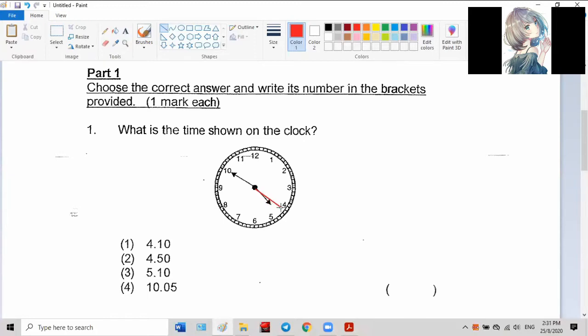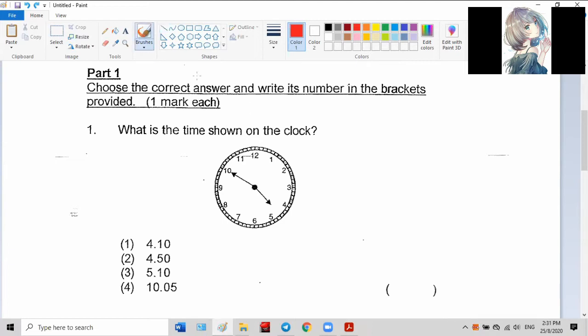Because sometimes when it's 4 o'clock, the shorter hand will be here and the longer hand will be here. But as the longer hand moves, the shorter hand also has to move. It cannot stay at 4, it has to move nearer to the 5. Do you understand what I'm saying? So in this case, as long as it's within 4 and 5, it must be 4 something, right?